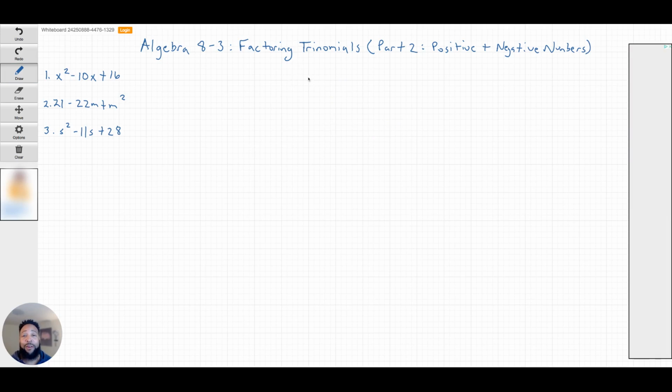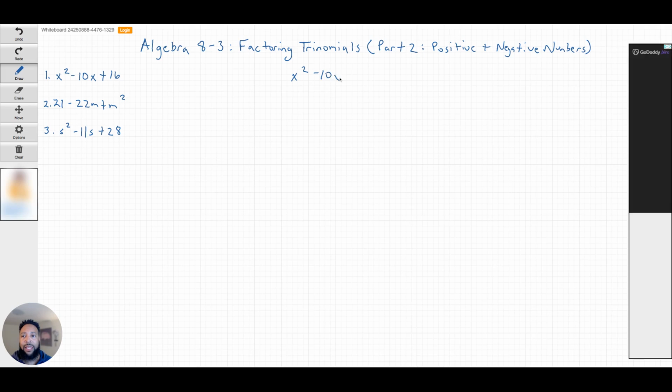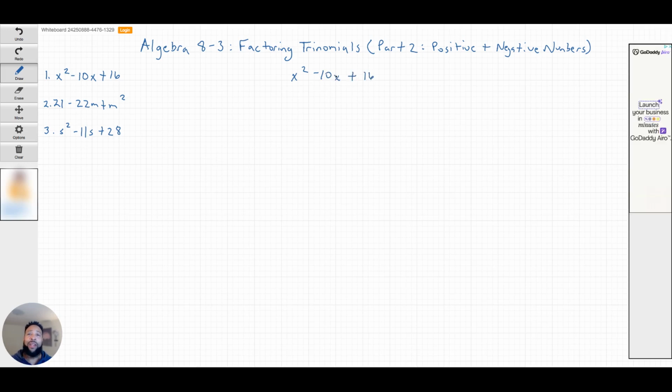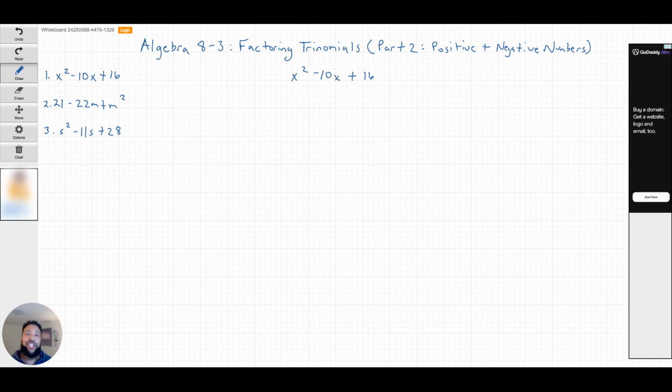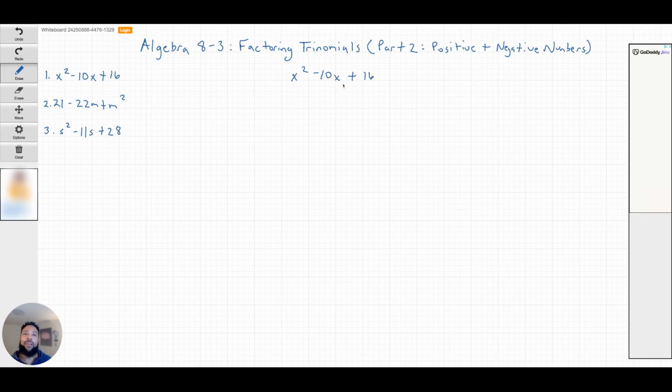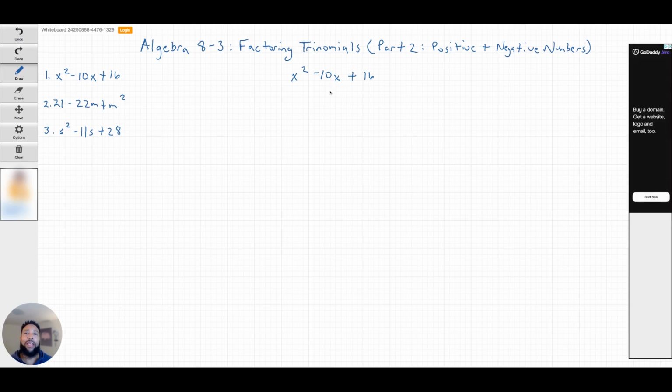Okay, so our first problem is x squared minus 10x plus 16. If you know me, you already know you need to write the problem down. You can't just look at a problem in order to solve it. You need to write it down and touch it every time that you work on it. That really helps you get it ingrained in your head on how to work these problems. So make sure that you're writing these problems down.